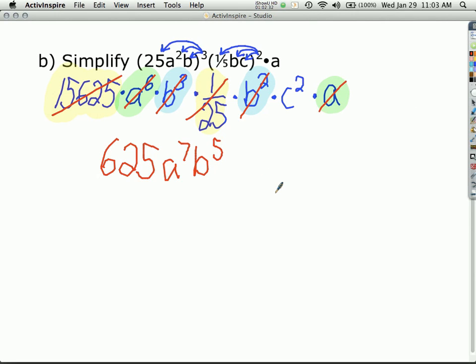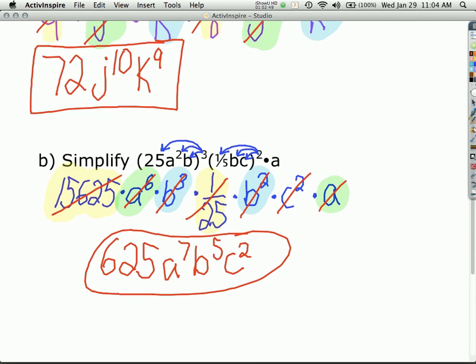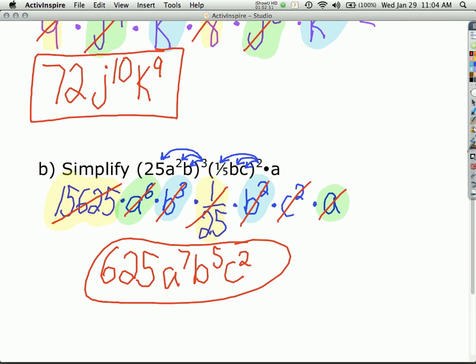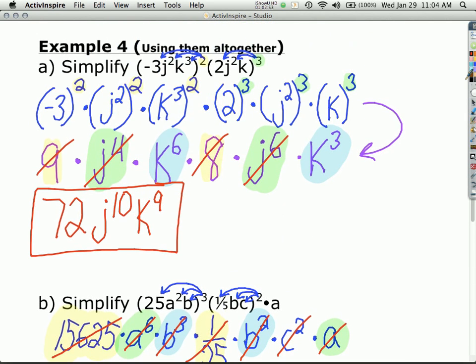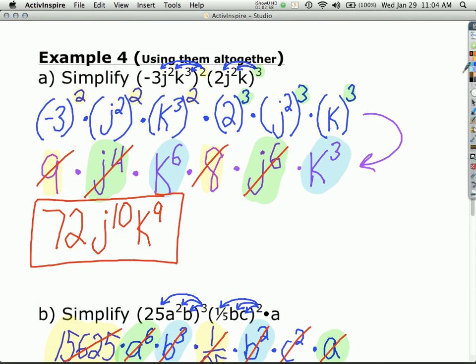And what's next? Kayla? C to the 2nd power. It was all by itself. It didn't have any partners, so it's just C to the 2nd power. So you can see that this seems much more manageable compared with this. Comments, questions on either of these? Ania and then Jada.